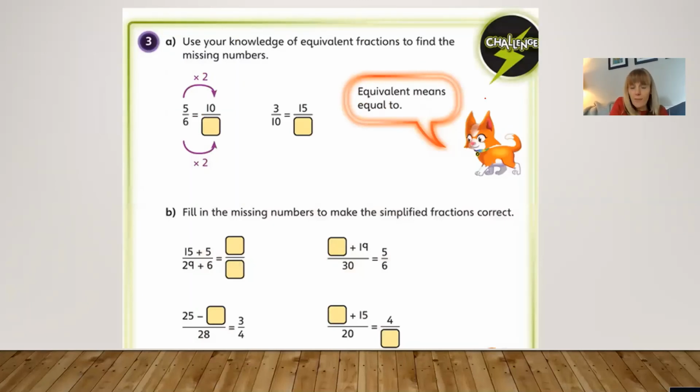Now I've put here the challenge that sometimes I leave up on the board for if you get finished. I'm not going to work through this with you now, but if you finish the work today and think, oh, I want to do a little bit more, I want to push myself, then you could come back to this slide and have a go, write the answer on a piece of paper. If you want to send them in, I'll have a look at them for you. Okay, so I'm going to leave that. You can come back and pause it here if you want to do it later in the day.